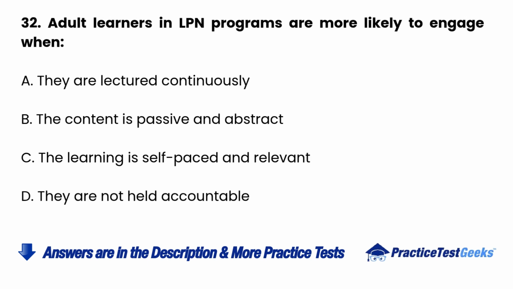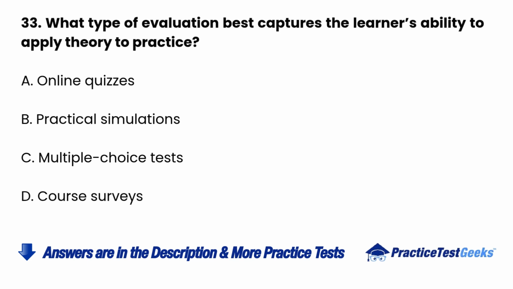32. Adult learners in LPN programs are more likely to engage when A. They are lectured continuously. B. The content is passive and abstract. C. The learning is self-paced and relevant. D. They are not held accountable.